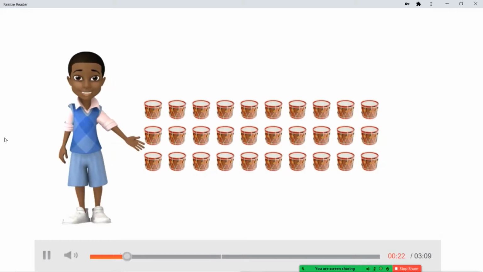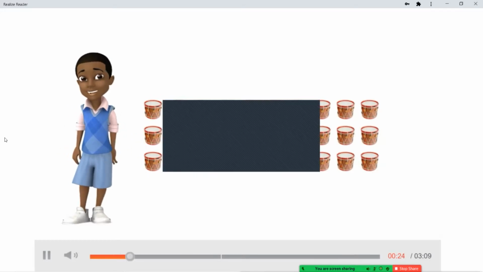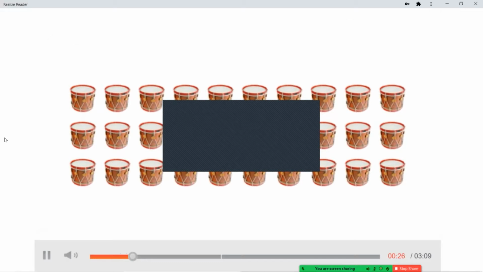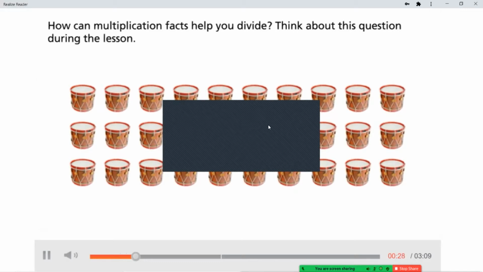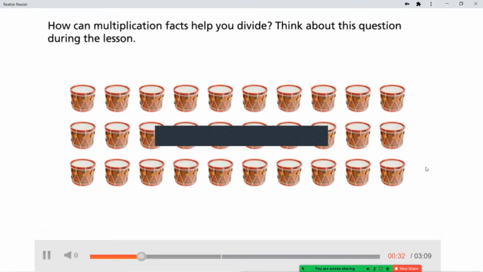There are enough drums for a very large marching band. How can multiplication facts help you divide? Think about this question during the lesson.